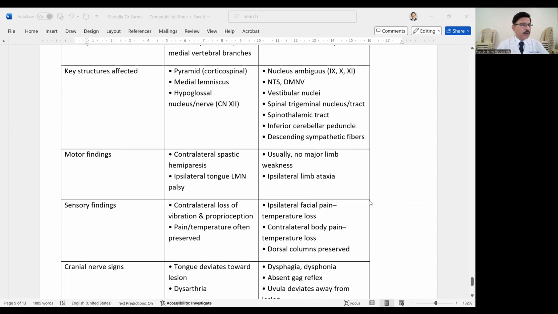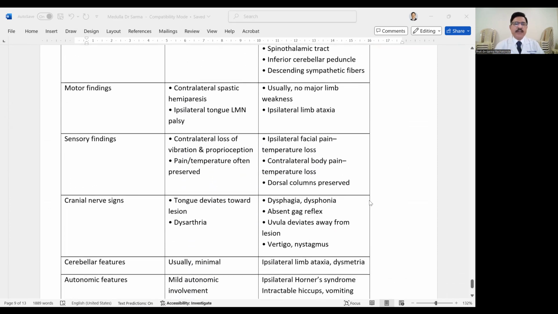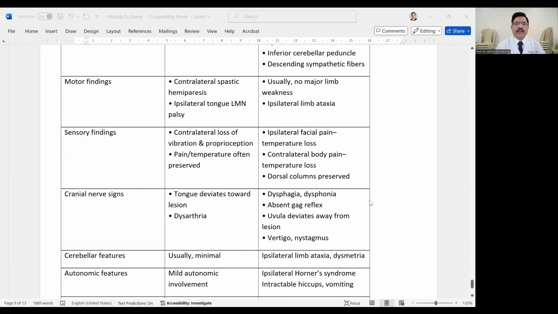This table, motor findings. Medial: contralateral spastic paralysis, ipsilateral tongue weakness, and posterior column sensations affected contralaterally. Lateral: usually no major limb involvement or motor finding; ipsilateral limb ataxia may be there. Sensory findings. Medial: contralateral loss of vibration and proprioception; pain and temperature are often preserved in medial medullary. Lateral: ipsilateral facial pain and temperature loss, contralateral body pain and temperature loss. This is called the crossed sensory loss, and dorsal columns are preserved.